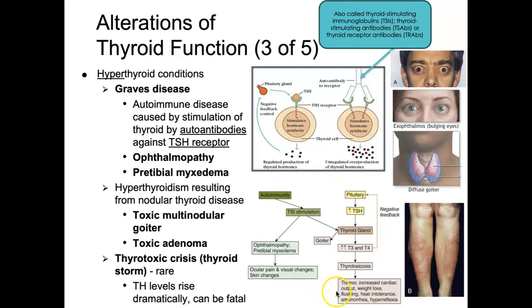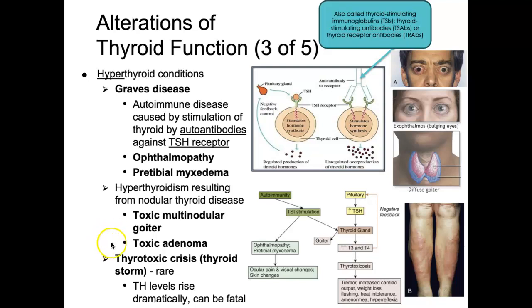So here's a little schematic of all we spoke about. Some of the other clinical manifestations are having a tremor, increased cardiac output, weight loss, flushing, heat intolerance, amenorrhea, and hyperreflexia. But moving on to hyperthyroidism resulting from a nodular type of thyroid disease, we have toxic multinodular goiter, and this happens when there are several hyperfunctioning nodules, which then excessively produce the thyroid hormones and hyperplasia of the thyroid gland. So here we don't have an autoimmune stimulus.